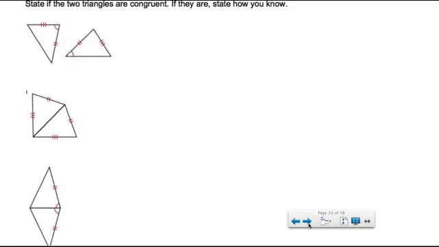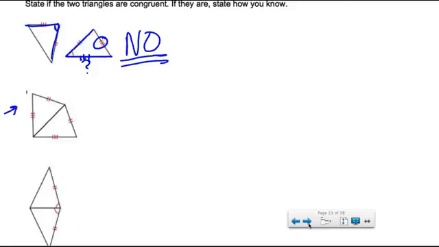Well, on first appearance, this looks like I got myself a case of side, angle, side. But when I go over to this one, it goes side, angle, and then not the other adjacent side. So I would say no, there's not enough information based on what I know right now. If this pair had been right here, I'd be good to go.